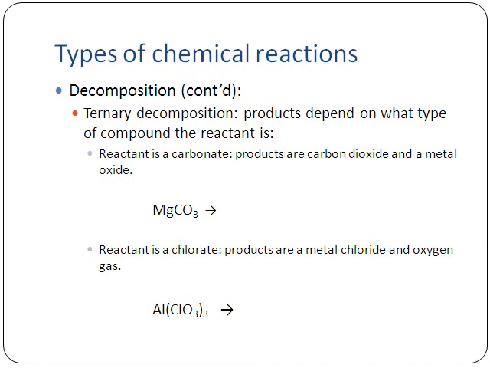The products then, we said, are going to be carbon dioxide, so CO2 plus, our next bit here is a metal oxide. So the question is, what is the metal here? Well, the metal here is going to be magnesium. And so it's going to be magnesium oxide.